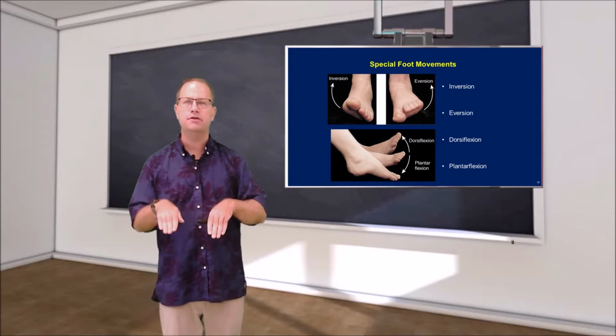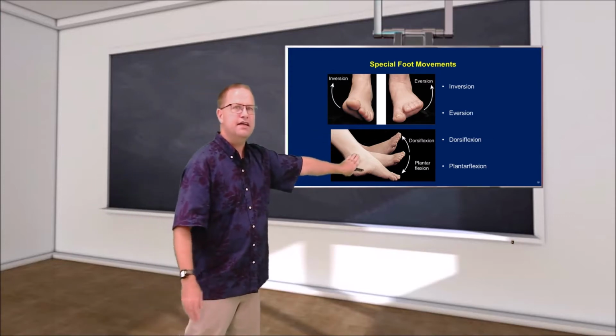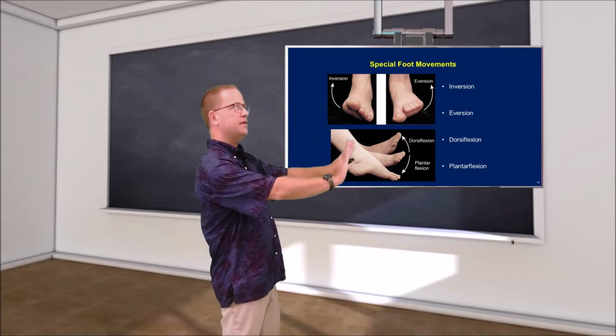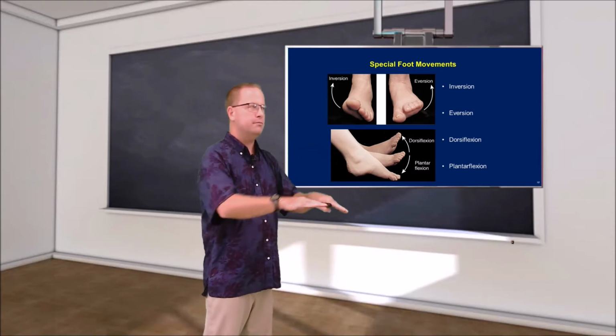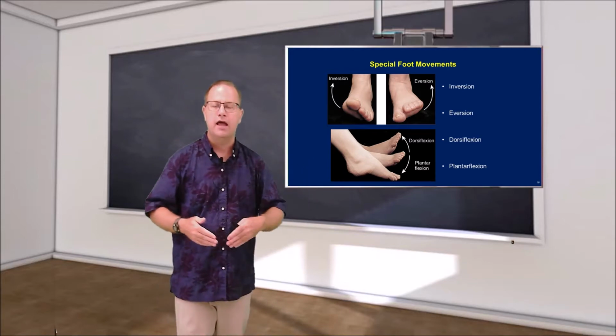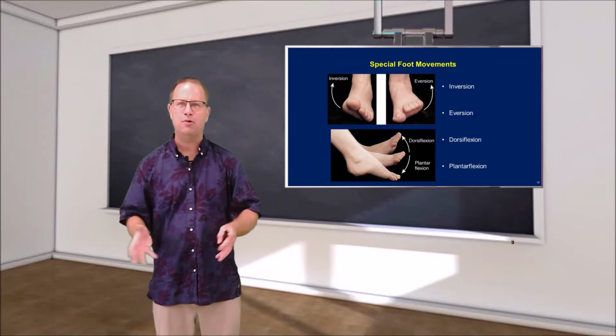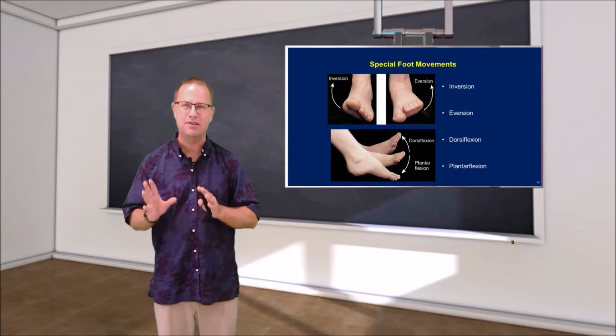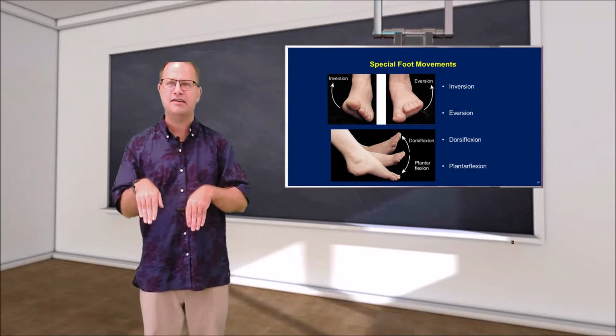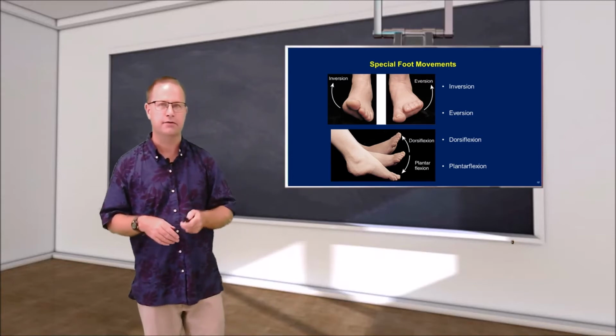Now, you can also point your toes up, like we see right here, and that's called dorsiflexion. So we're pointing up towards the dorsal surface, or you can point them down towards the ground, and we call that plantar flexion. So remember, where do you plant your crops? Well, you plant them in the ground. So plantar flexion is to stand on tippy toe and point those toes at the ground.